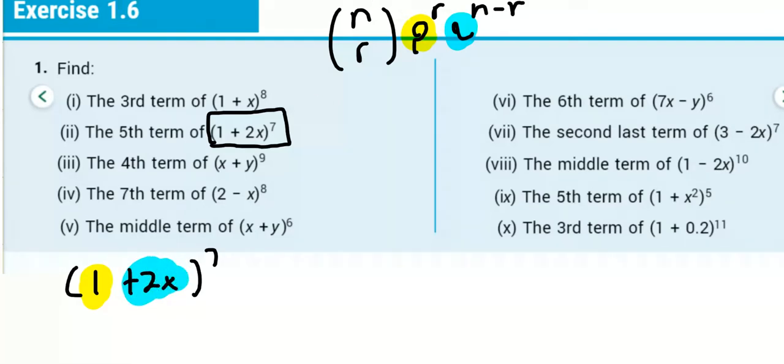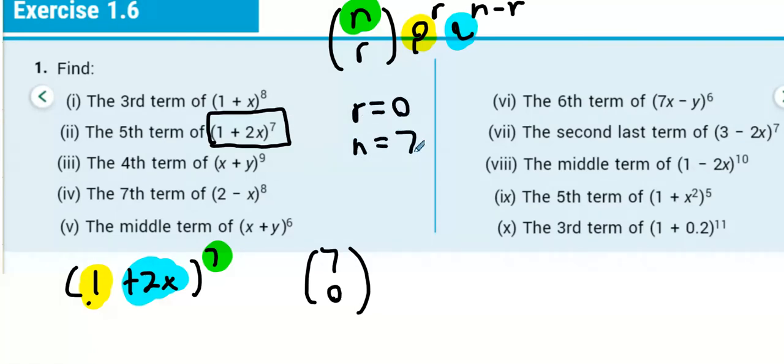Now, the n is the total number, which is the 7. Sorry, I need another color. The n is the 7. And the r is what term you're on. So let me show you what we did earlier. We would have started off like this: 7C0, wouldn't we? So the r value would have been 0, and the n value is always stuck at 7. Then we do the yellow one, which is 1 to the power of 7. And then we drive on.